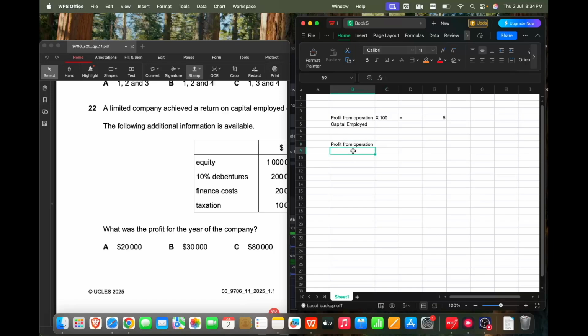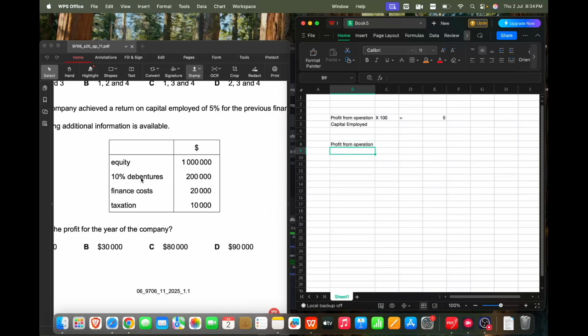Okay, and the capital employed is equity plus non-current liability. So 1 million plus 200,000, so 1,200,000, and then it will be multiplied by 100 equals 5. So let's cross multiply this one.